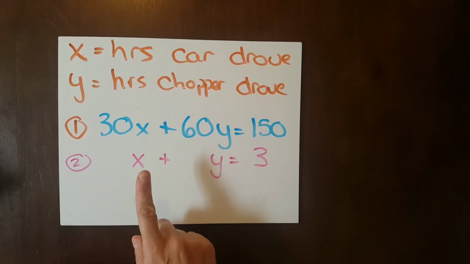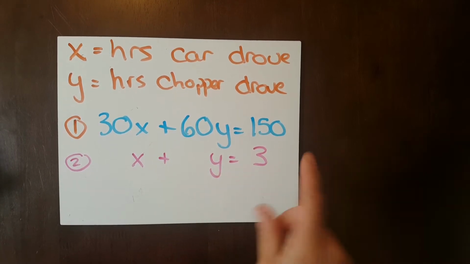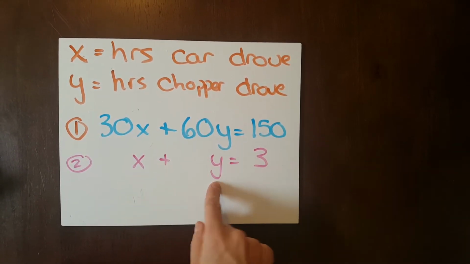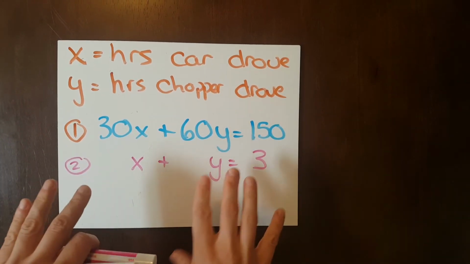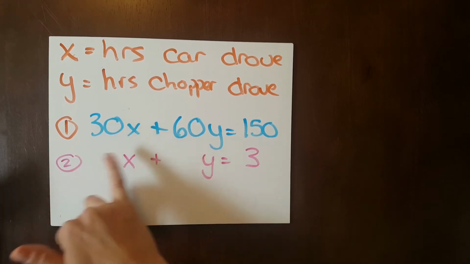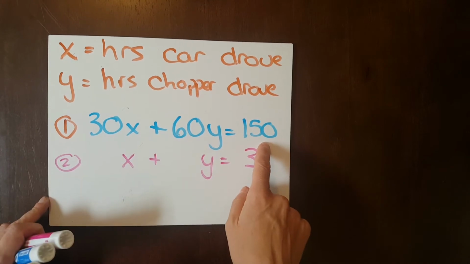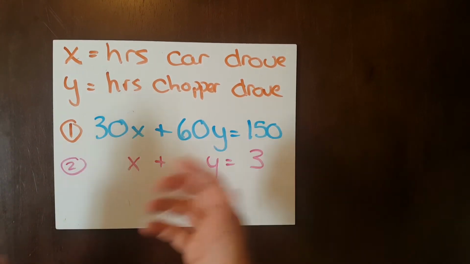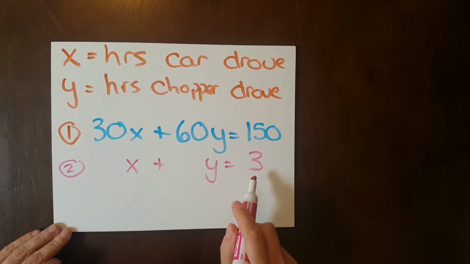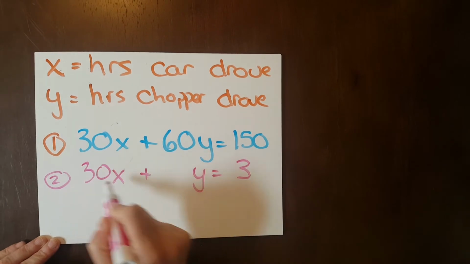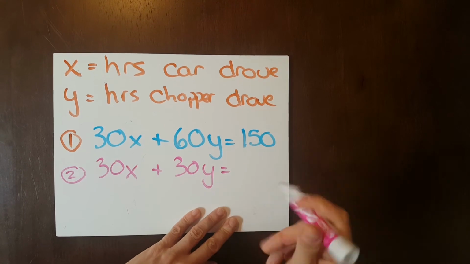Then we also know that the total number of hours that they drove together was 3. So that means that X plus Y would equal 3. So those are our two equations. When we use elimination, we want to get rid of one of the variables. Because each of these look like they're multiples of 30, that's going to work out really nicely for me. So what I'm going to do is multiply my second equation by 30. So this one will be 30x, 1 by 30, and then 3 multiplied by 30 will be 90.